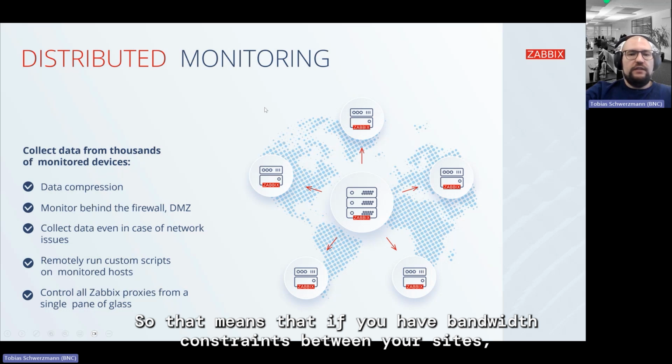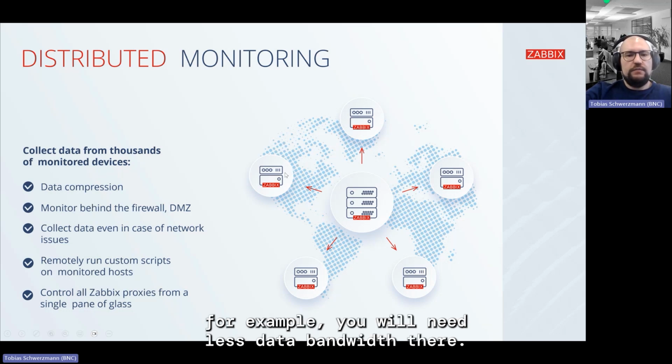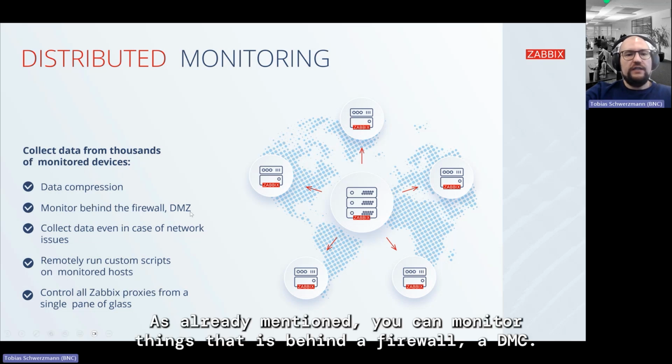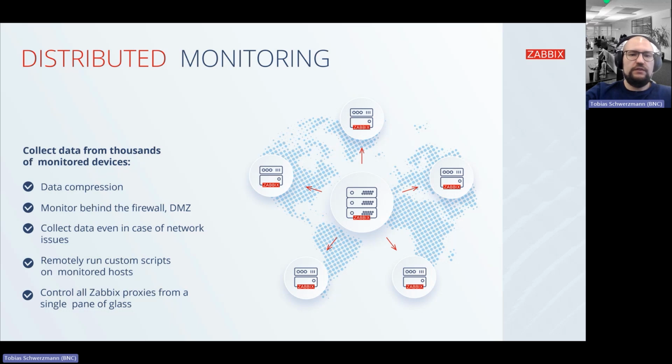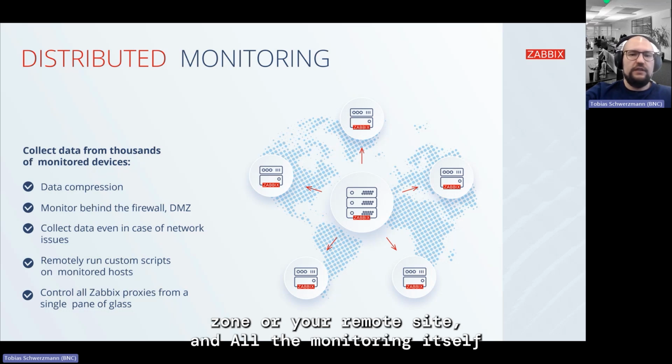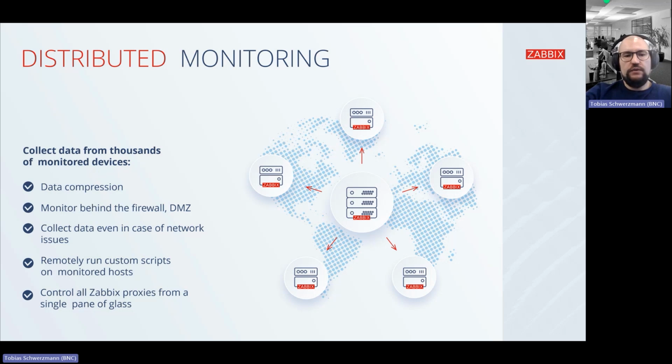Some of the advantages of using proxies: you can use data compression. That means that if you have bandwidth constraints between your sites, for example, you will need less bandwidth there. As already mentioned, you can monitor things that are behind a firewall, a DMZ. You just need to open one connection into or out of the DMZ or the security zone or your remote site, and all the monitoring itself happens within the same zone. So this is also quite nice.